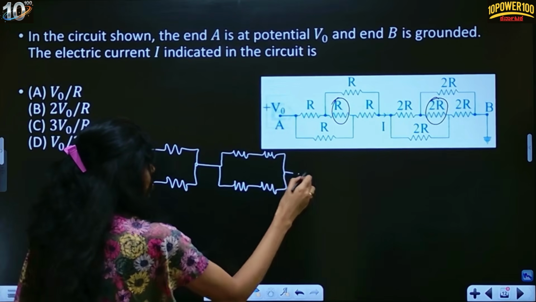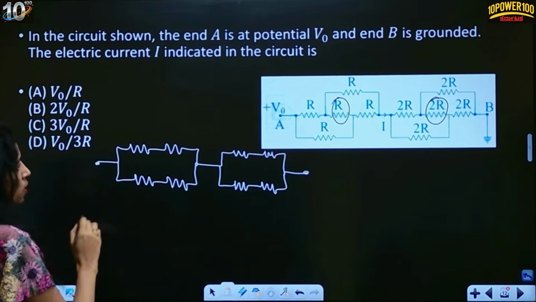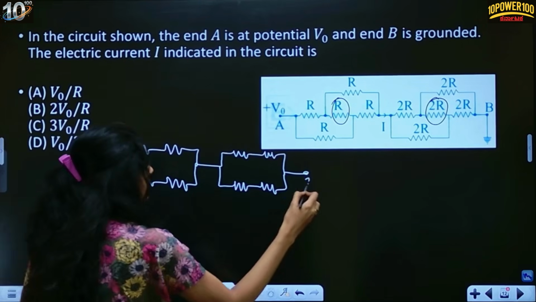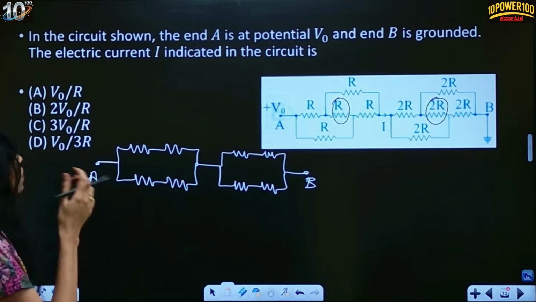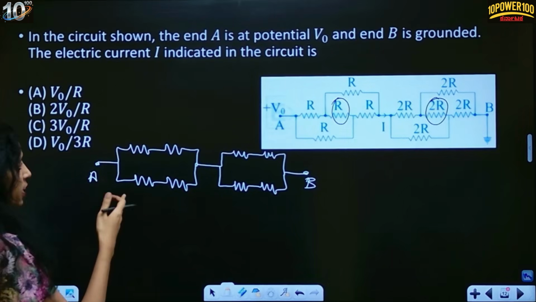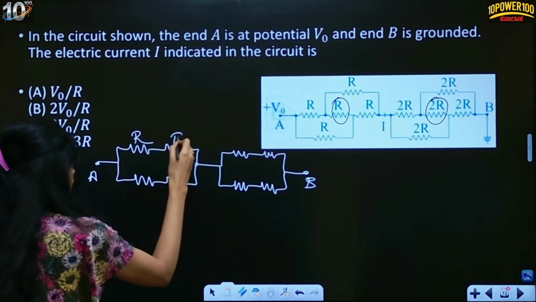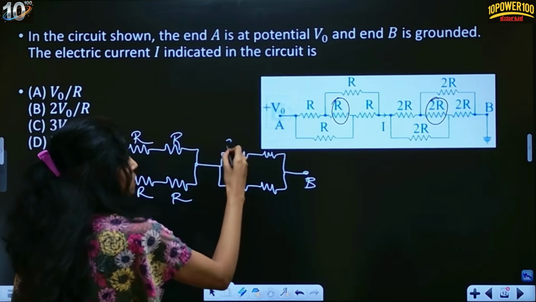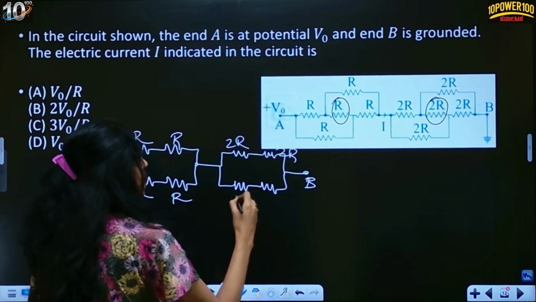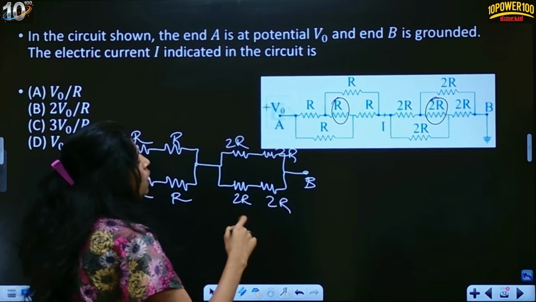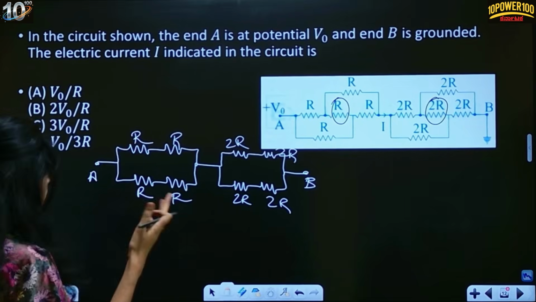Okay, I think now it will be easier for you to find out. So this is a potential A and B. So let's find out the total resistance. Then you'll have to find the total current. Easily you can find the total resistance. This is R, R and R. This is 2R, 2R, 2R and 2R. Okay, now I think it's easier.